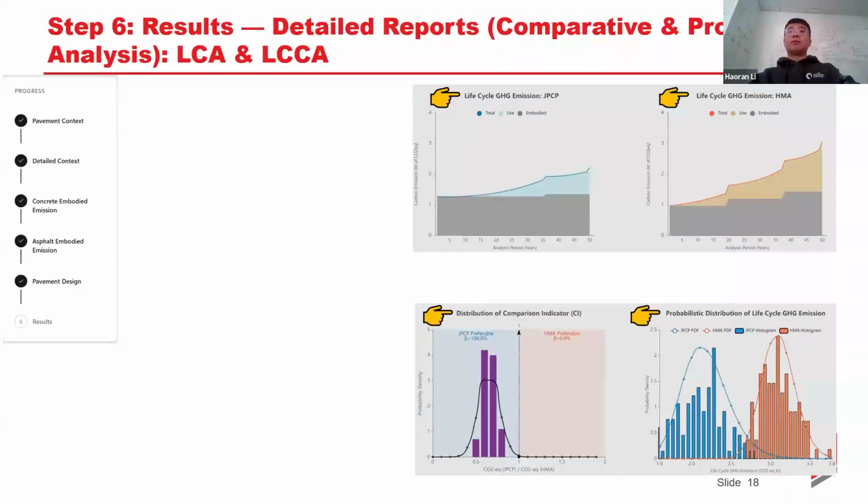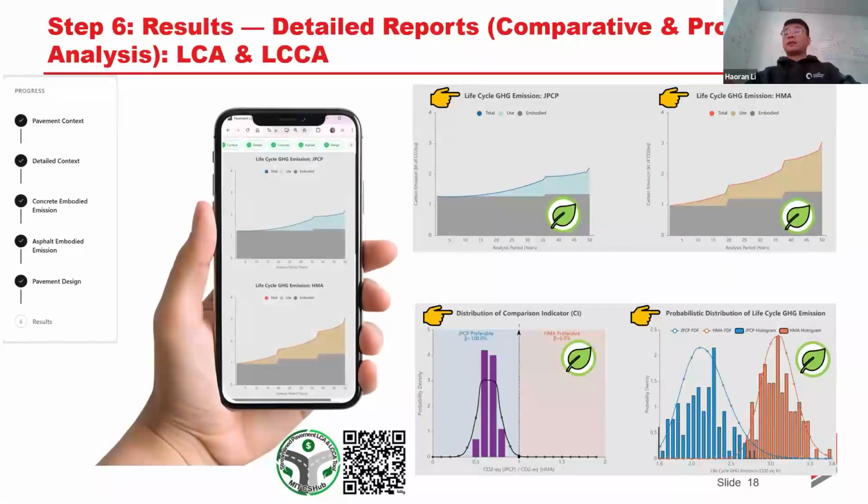Another component we have included is the probabilistic and comparative pavement LCA and LCCA results. For now, I only show the LCA in this slide. You can also see that on your phone. Again, these top two figures are the median of these LCA results for my concrete pavement on the left-hand side, and on the right-hand side is asphalt pavement. The bottom is the probabilistic distribution.